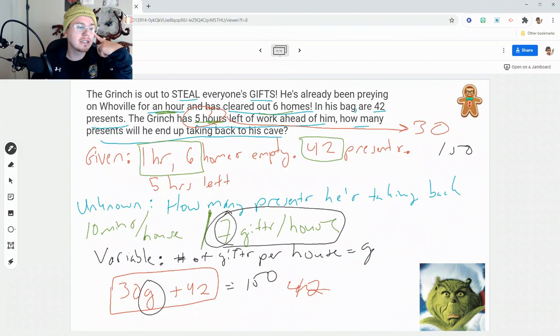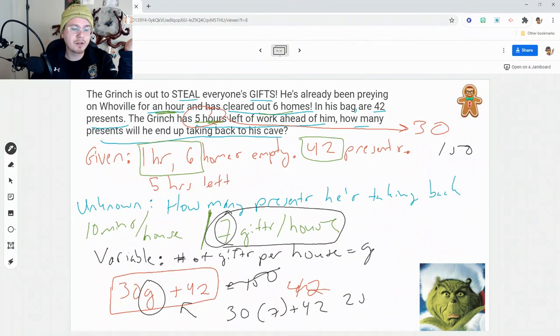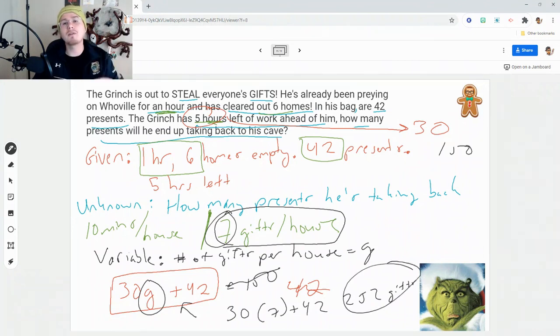So really, this is the deal. To finish the problem, I'll do it via substitution, and it's going to be 252 gifts. So that's the Grinch's night. So I messed up. I owe you guys a better equation problem. This was not an equation problem. It was an expression problem, and I'm sorry.